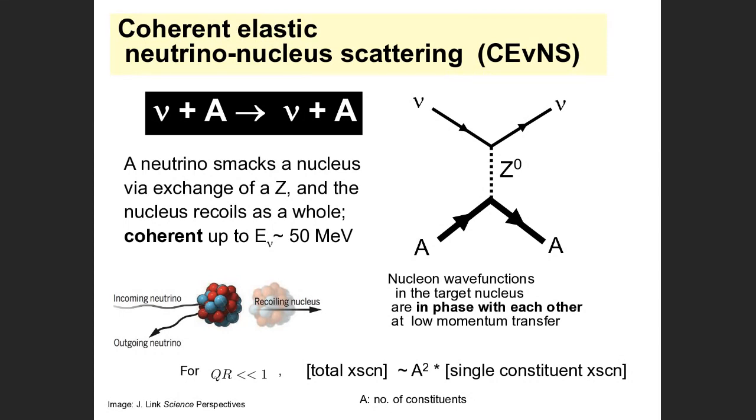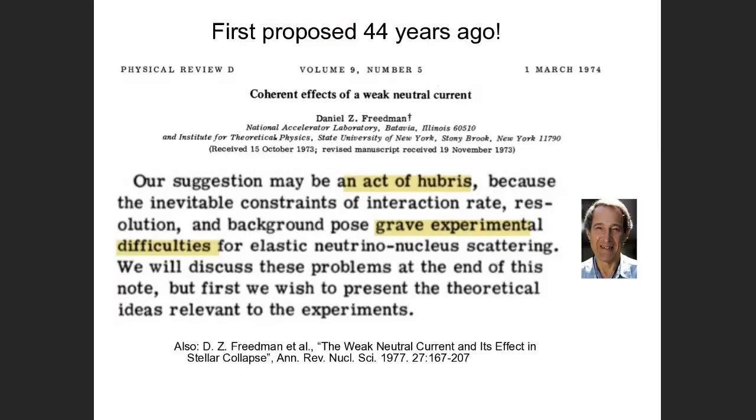This kind of interaction was first proposed a long time ago, in the 1970s, by Dan Freedman. He wrote a paper where the abstract is here and the beginning of the paper is here. He called his suggestion for the existence of this interaction an act of hubris because of the grave experimental difficulties for actually observing it.